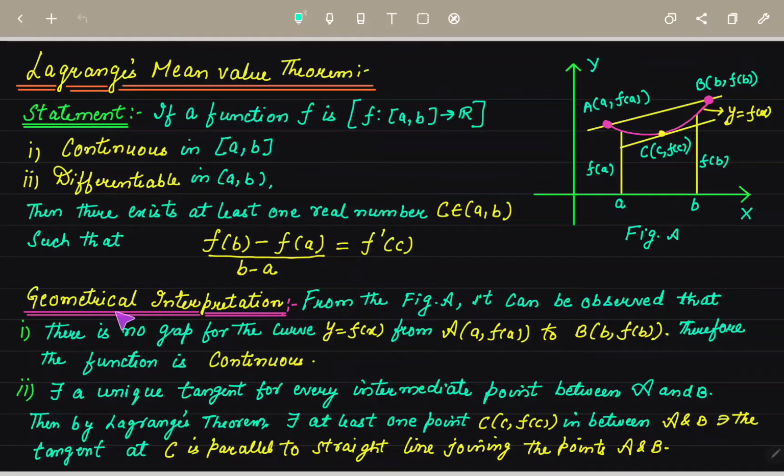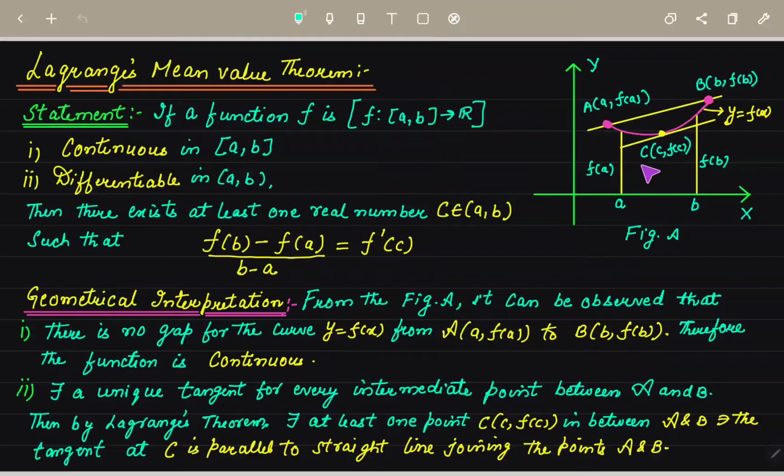Next is the geometrical interpretation of this theorem. From this figure, figure A, it can be observed that there is no gap in the curve y equal to f of x from the point A to B. This shows that the curve is continuous, or the function is continuous. Also, there exists a unique tangent for every intermediate point between A and B.